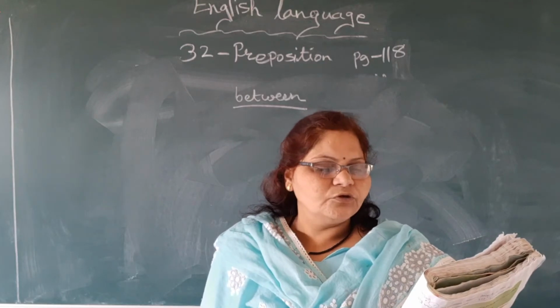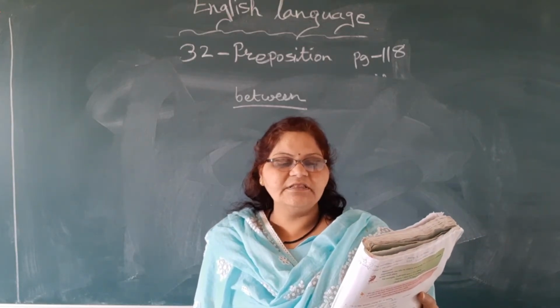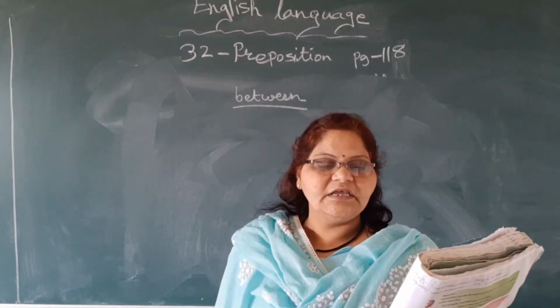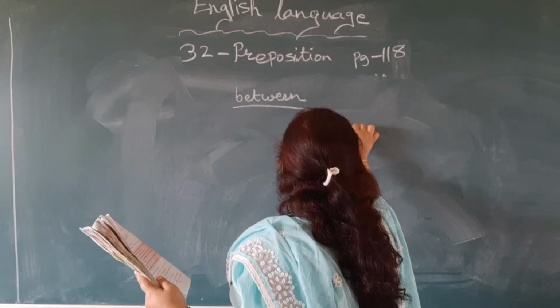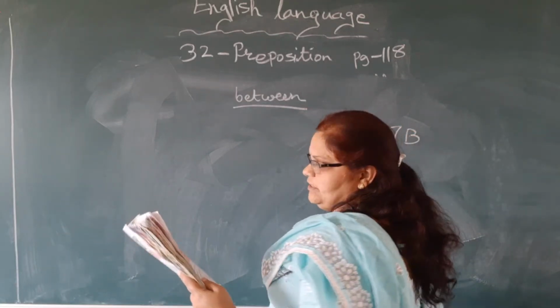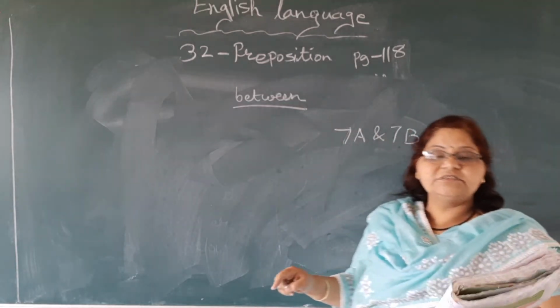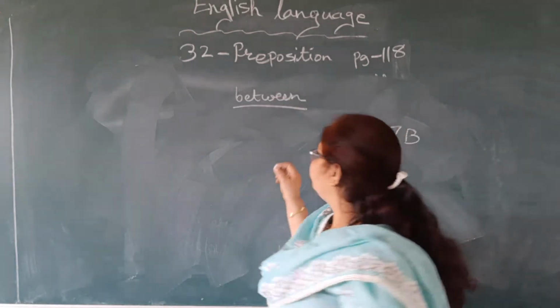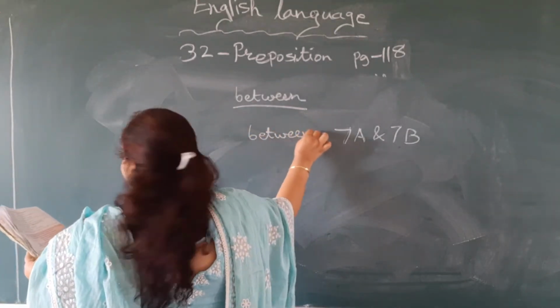Second number. Today there is a football match between 7th A and 7th B. So which are the two classes mentioned? 7th A and 7th B. So in these two classes there is a football match. So here we have to use the preposition, that is between.